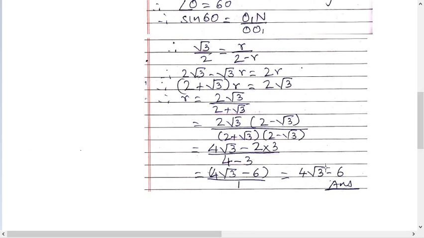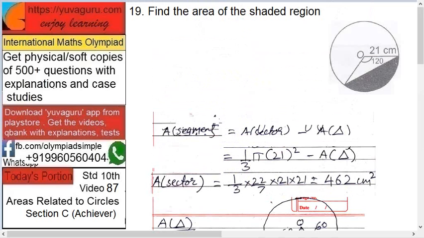The value of root 3 is given, and if the options given to you are in plain figures rather than in terms of root 3, then you'll have to solve this with 1.73 also. Otherwise, keep it as it is. So that's the required answer.